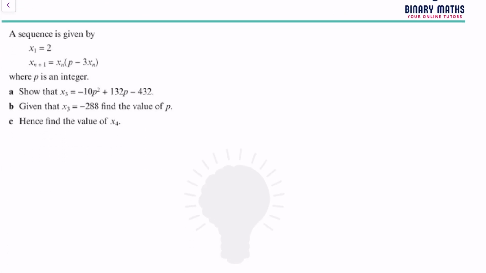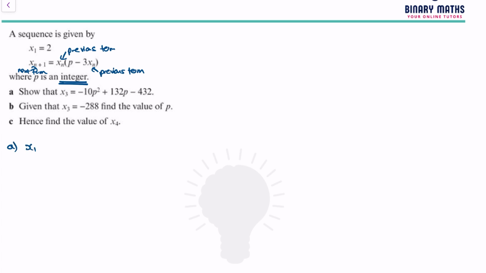A sequence is given by x1 is equal to 2, x(n+1), which is the next term, is equal to previous term times (p minus 3 lots of the previous term). Okay, that looks a bit complicated. Where p is an integer, so remember, it's a whole number. Show that x3 is equal to minus 10p squared plus 132p minus 432.